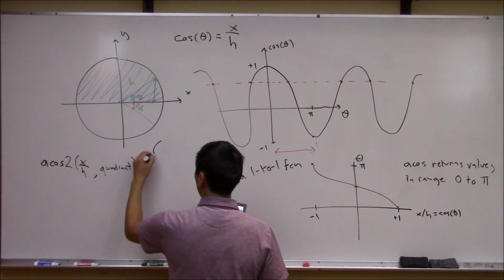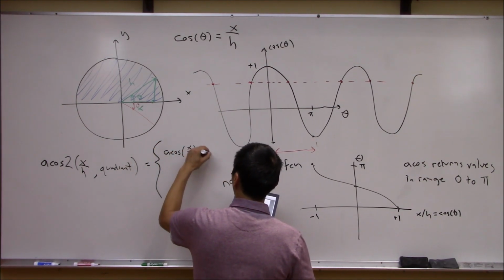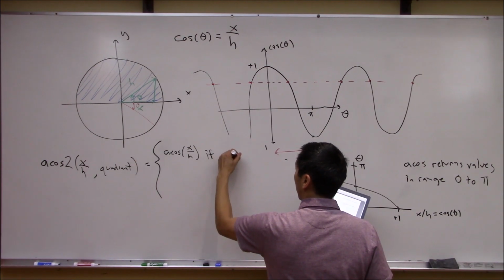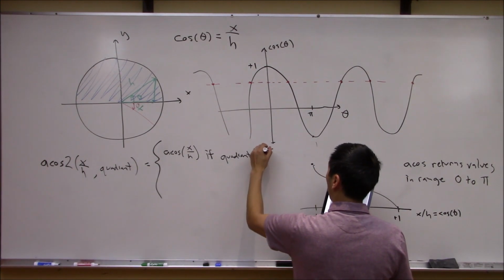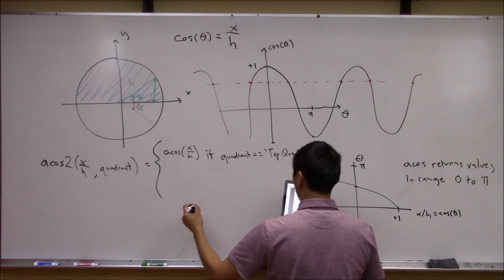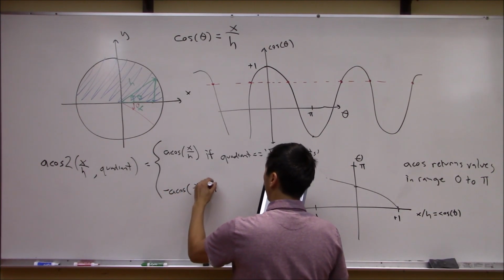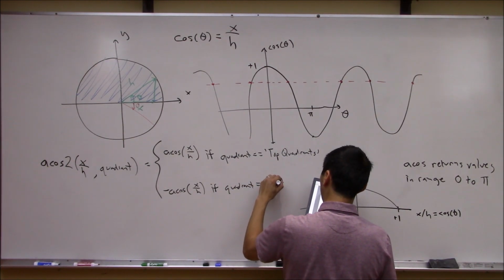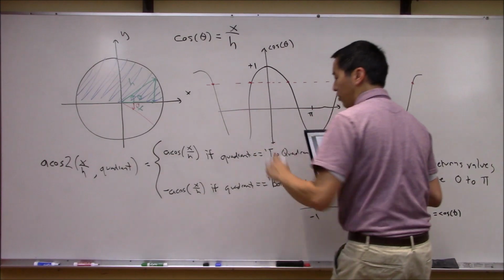Basically what you could implement here is the normal a cosine of x over h if this quadrant flag equals, make something up, "top quadrants", and then negative a cosine of x over h if quadrant equals "bottom quadrants". So that's just another alternative implementation here.